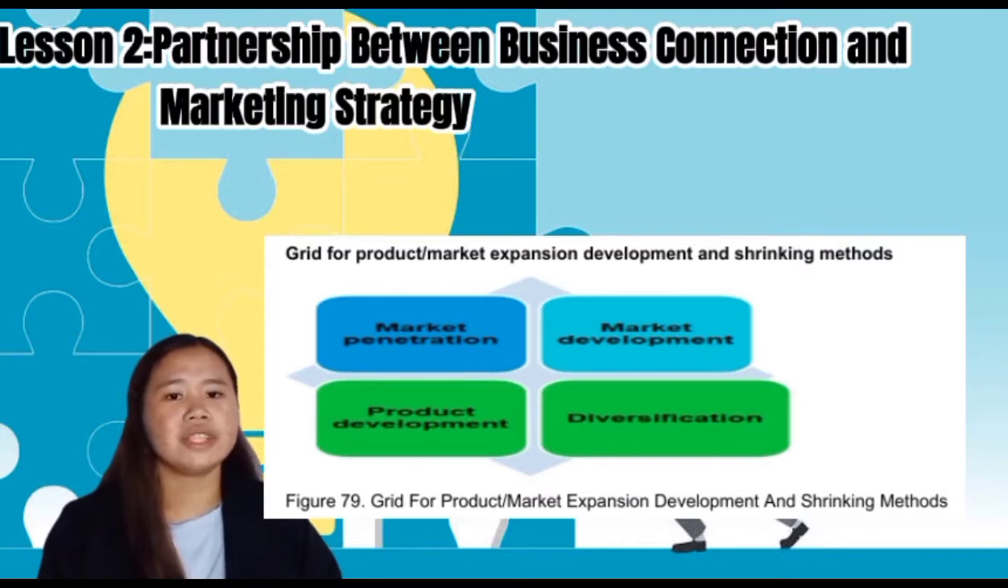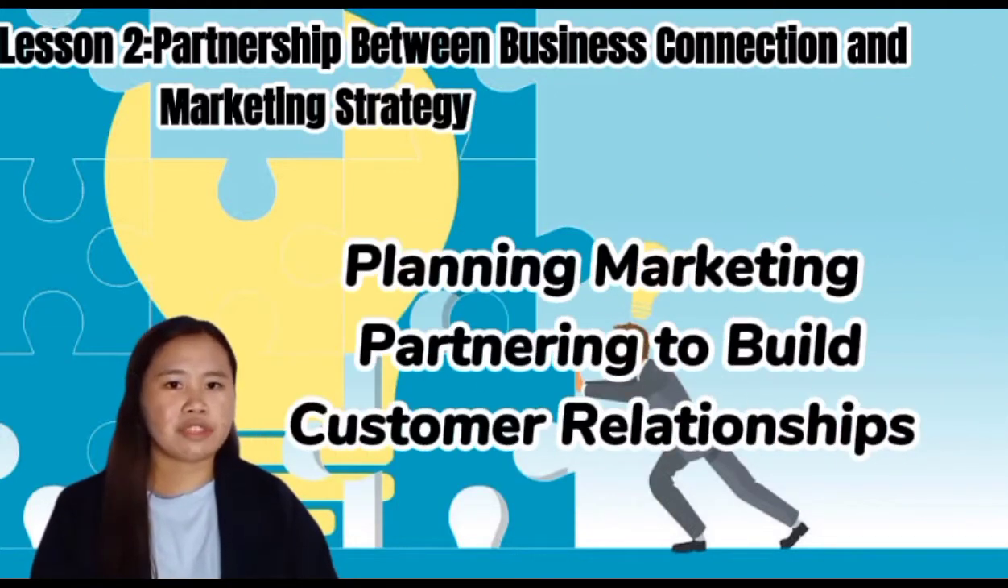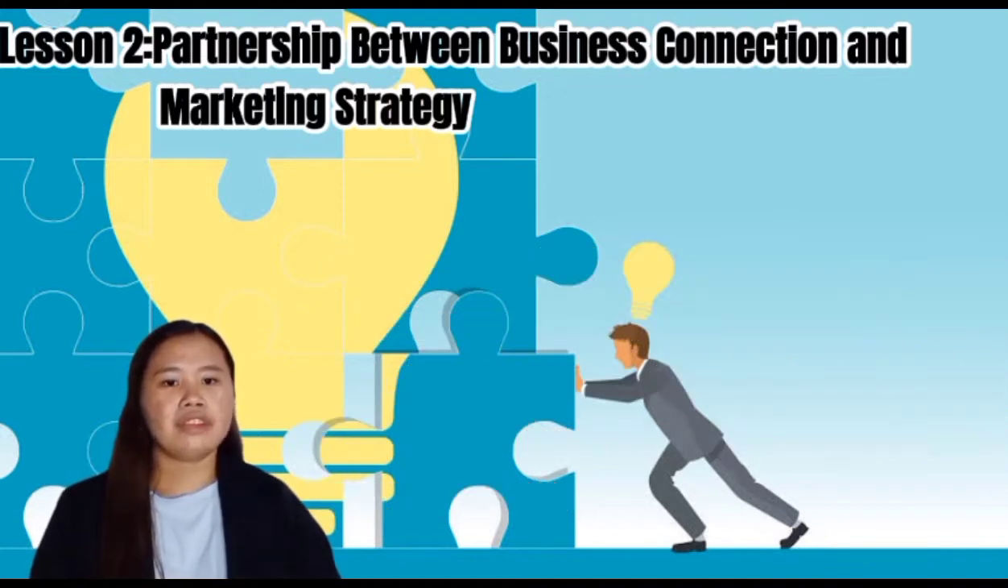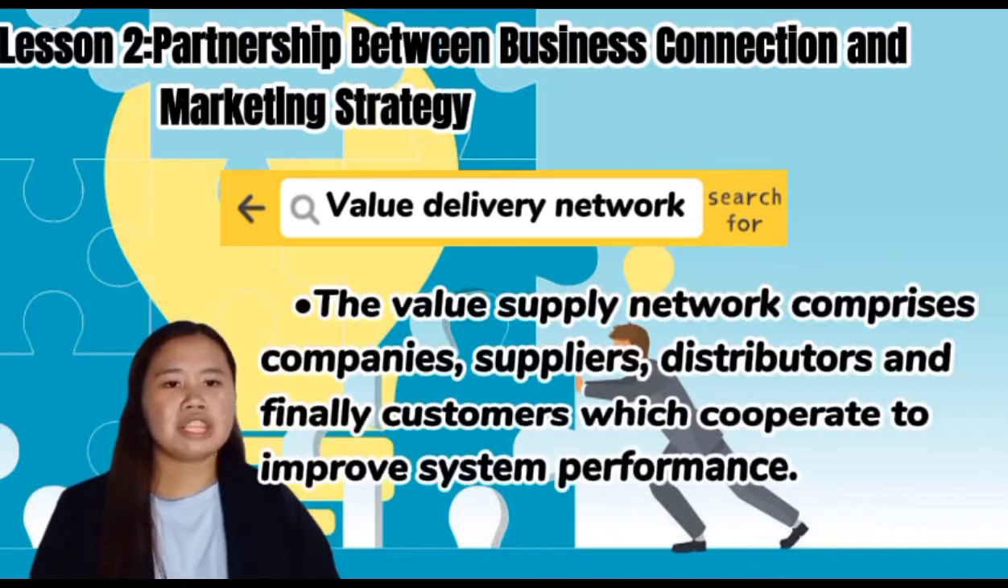Downsizing means a reduction in the firm's portfolio by removing businesses that are non-profitable or no longer in keeping with the company's main strategy. Planning marketing, partnering to build customer relationships. Value chain is a succession of departments that perform value-added design, production, marketing, delivery, and support of the products of a company. Value delivery network: the value supply network comprises the company, suppliers, distributors, and finally customers, which cooperate to improve system performance.